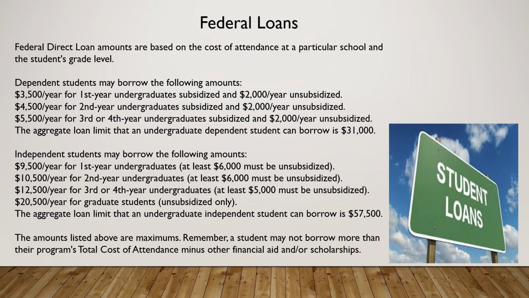So this is just a list of different amounts that you could receive with your federal loans. Federal direct loan amounts are based on the cost of attendance at a particular school and the student's grade level. So as you can see, the dependent and independent amounts are very different. The amounts listed above are maximums. Remember, a student may not borrow more than their program's total cost of attendance minus other financial aid or scholarships.